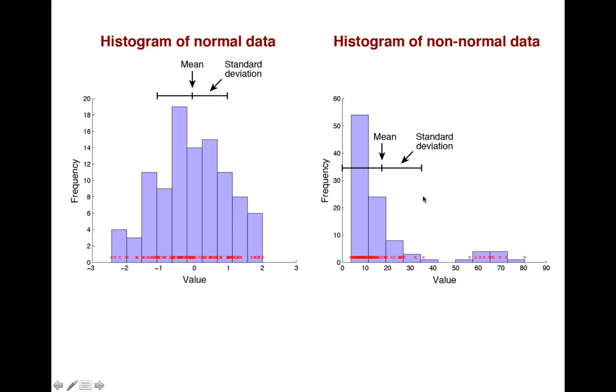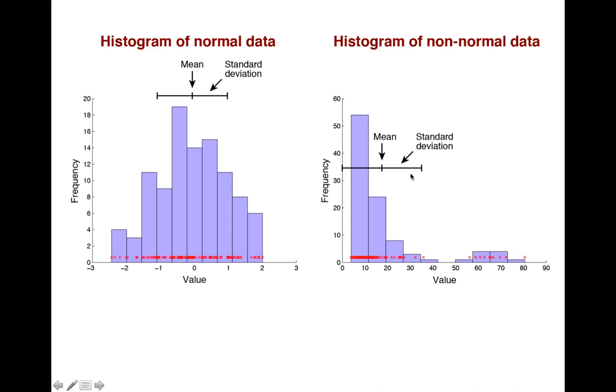Now you can see that neither the mean nor the standard deviation of these data is a great description of these data. So the mean of this data set is, as I said, around 18, but that's at odds with the data, since most of the data points are actually approximately 10 or below. So the mean is not a great representation of these data. Neither is the standard deviation.